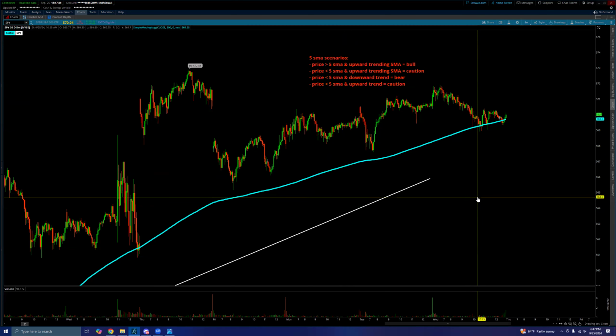So there's kind of 4 scenarios here, right? You have the scenario when price is above the SMA and the SMA is trending upwards, which is going to be kind of that full bull case. You have when price is under the SMA, but the SMA is still trending upwards, which is going to be kind of that caution. You know, it's not necessarily bearish. It's not necessarily bullish. It's generally just neutral. Then you have price under the 5 SMA with the downward trend. That's going to be bearish. Then finally, if price is under the 5 SMA and the trend is upward, it's kind of a conflicting signal there, which is going to just be called caution or just kind of neutral.